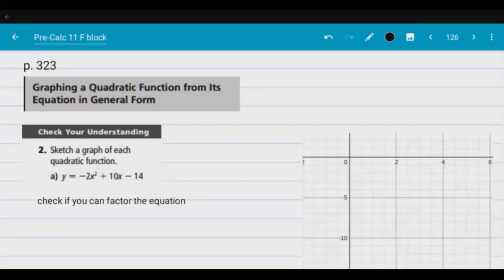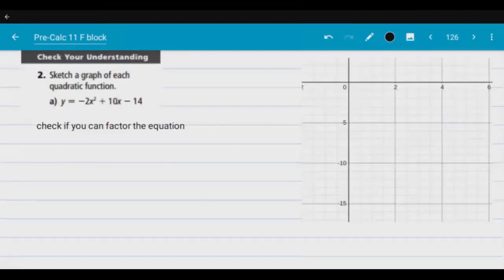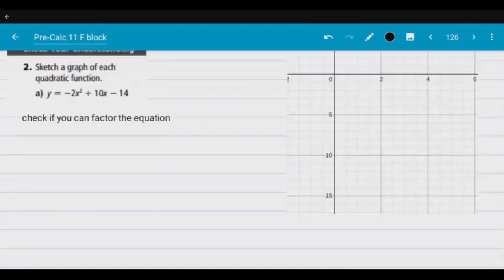This is page 323. We are going to be graphing a quadratic function from its equation in general form. Sketch a graph of this quadratic function. If you follow along with the example given in the book, this is about figuring out what the x-intercepts are and how to make use of the x-intercepts to graph the function. So let's first check if we can actually factor this trinomial. And if we could, then we can make use of the x-intercepts. Let's see what happens.